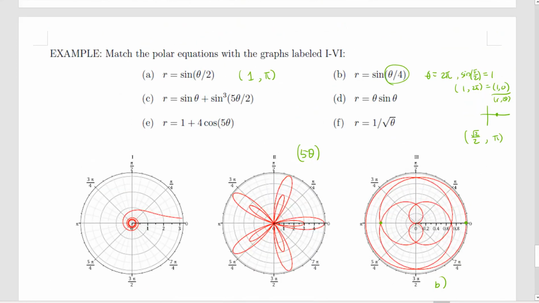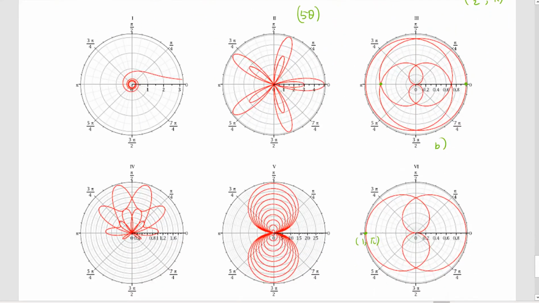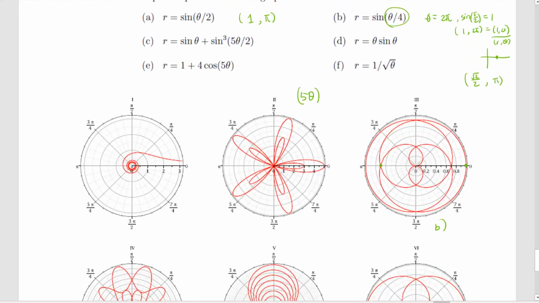Next, sine squared plus sine cubed of 5 theta over 2. How do we know which one? Here we can see when theta equals 0, we get 0. When theta equals, let's see.